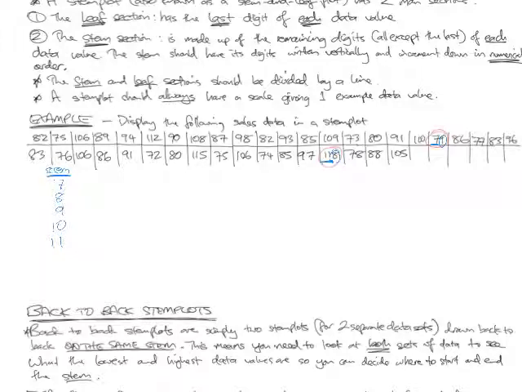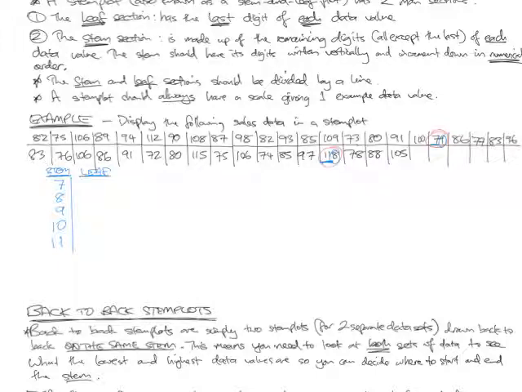And what have I said as well? You need to divide the stem and the leaf sections by a line. Done. So this is the leaf section. And what did we say the leaf section is made of? The leaf section is made up of the last digits of each of the data values.